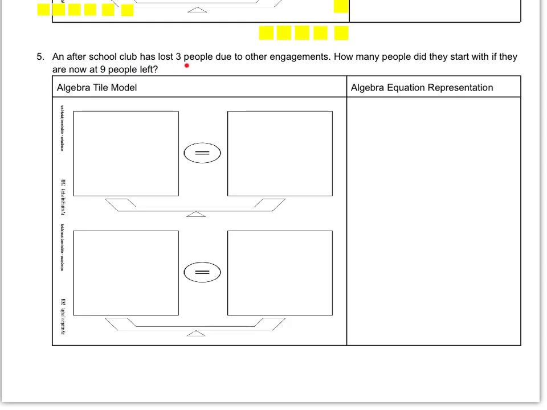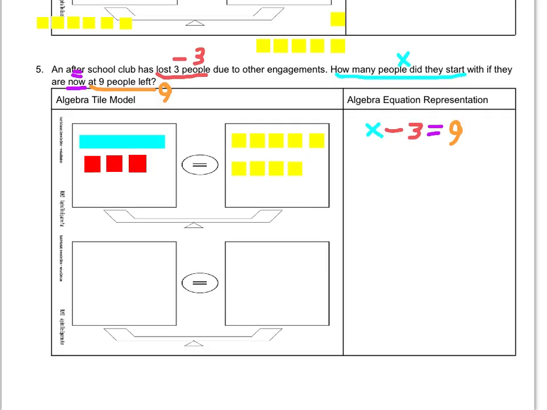An after-school club lost 3 people due to other engagements. How many people did they start with if they are now at 9 people left? Again, look back. Does this look like number 1 or number 2? I think you'll find it looks like number 2. Try to set this up. It should look very similar to number 2. Otherwise, that'll look like this again.